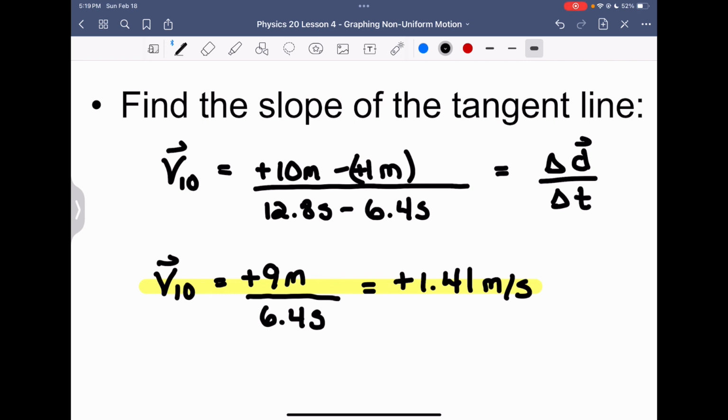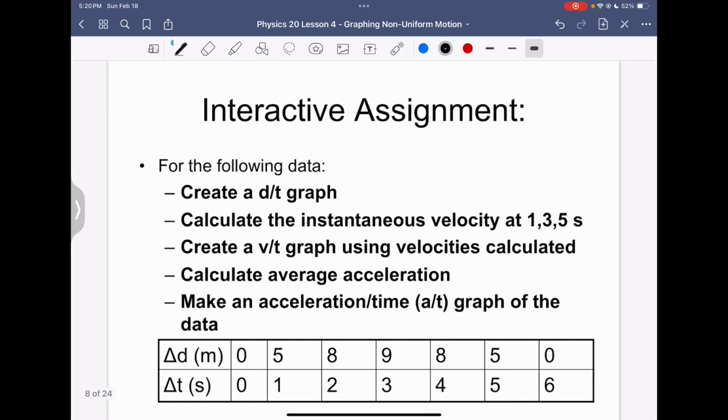There's a bunch of ways to describe a positive without them actually telling us. We're just going to use positive in here because we're just going to say that we don't know the specific direction. All we know is that it's moving in whatever the positive direction is. All right. Now, in terms of our interactive assignment, here's what we're going to do.